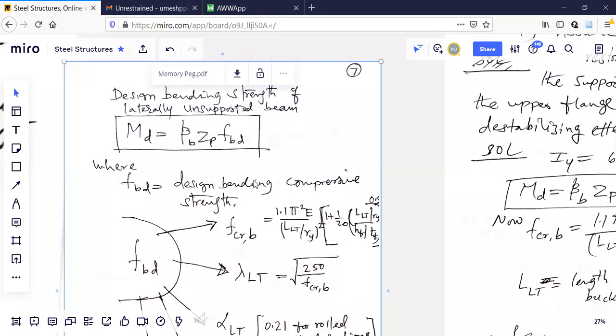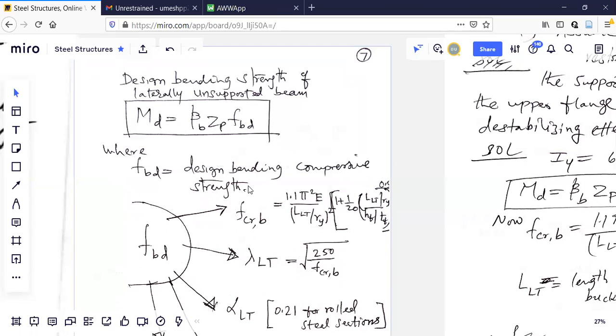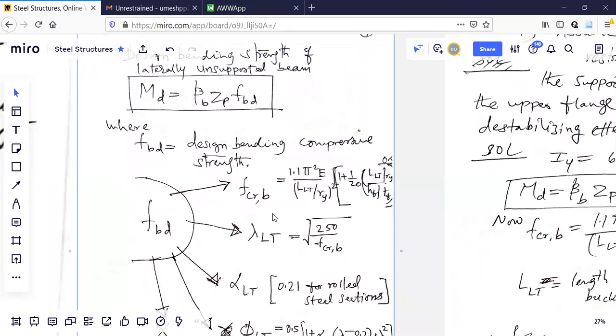If you want explanation on lateral torsional buckling, you have to refer to higher end books only. In normal steel structures books, explanation will not be complete because they are more focused on problem solving. You have to refer to Subramanian or any book which is higher than that. That I will give you. If you want to know more about all these things, first, whatever is the examination point of view, how to solve, I will cover that much first.